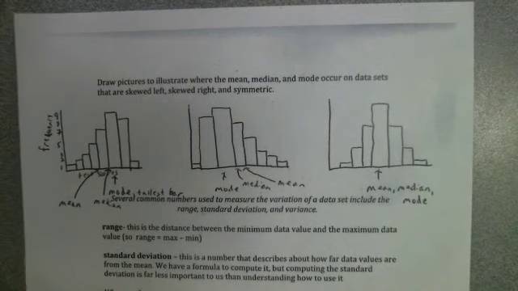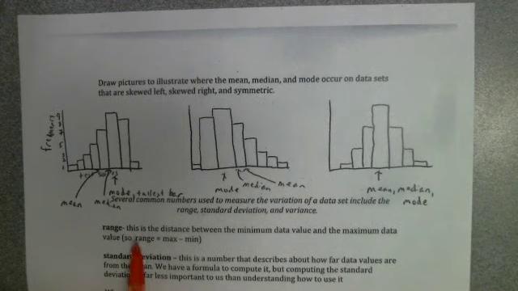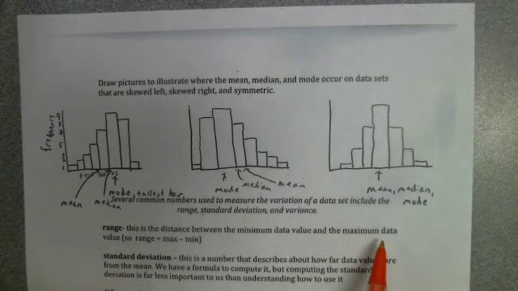The simplest way to describe how spread out data are is with the range. The range is the distance between the minimum data value and the maximum data value. In other words, the range is the max minus the min.